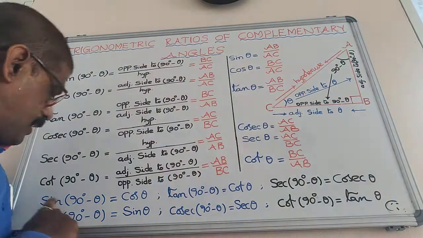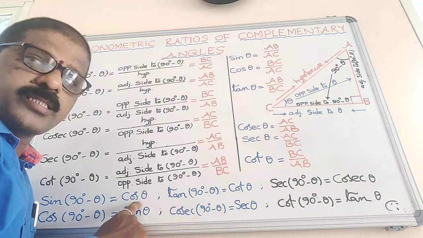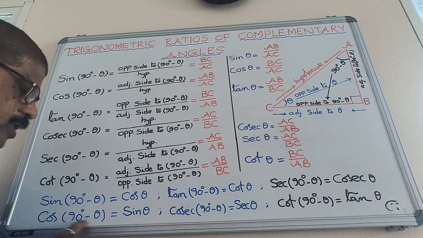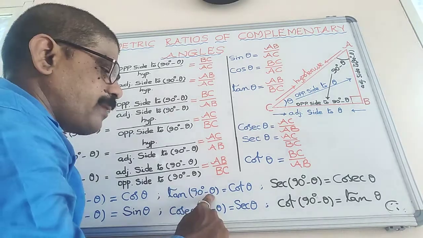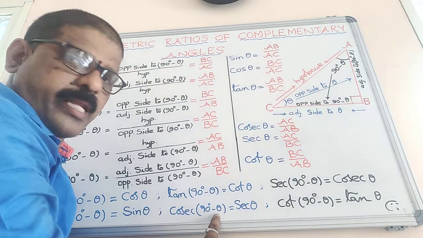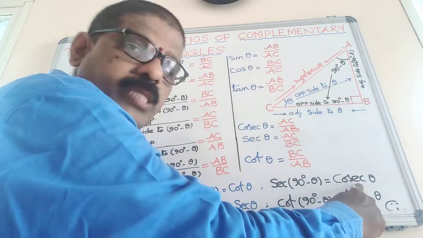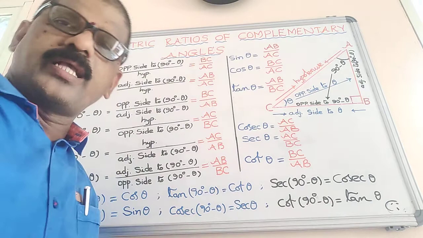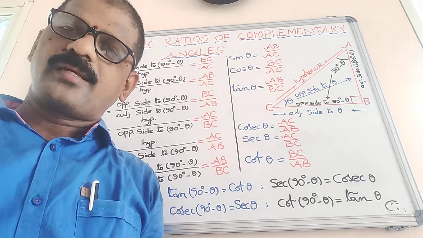Clear? Once again, sin 90 minus theta equals cos theta. Clear? And also its converse. Cos theta can be written as sin 90 minus theta. Now cos 90 minus theta can be written as sin theta and vice versa. Tan 90 minus theta equals cot theta. Clear? And vice versa. Cosecant 90 minus theta equals secant theta and vice versa. Secant 90 minus theta equals cosecant theta and vice versa. Cot 90 minus theta equals tan theta and vice versa. Clear? These are called trigonometric ratios of complementary angles. Clear?